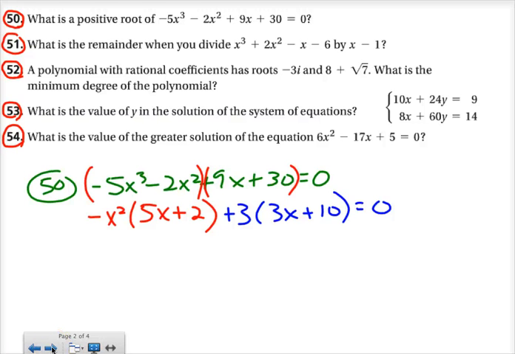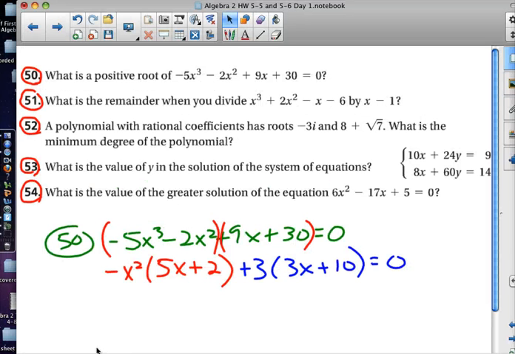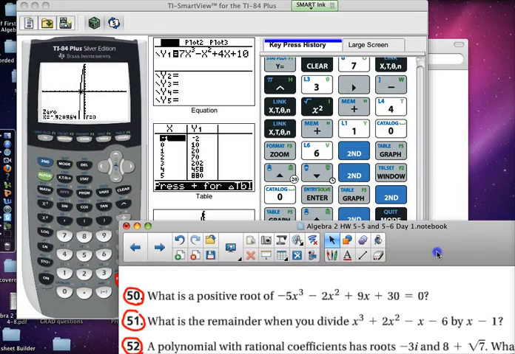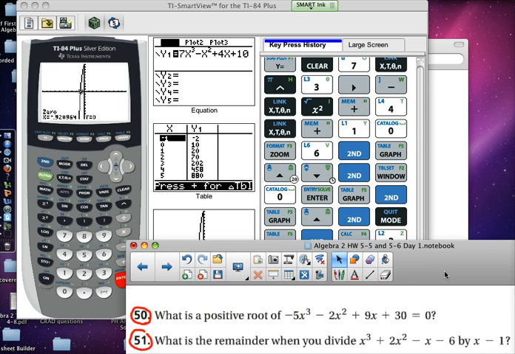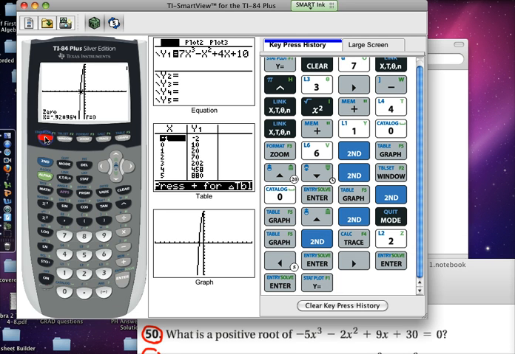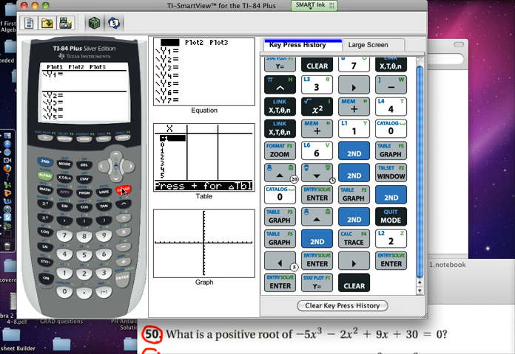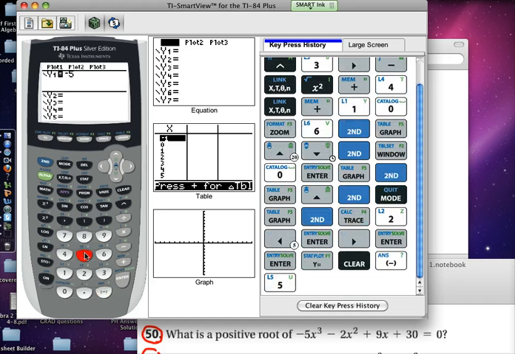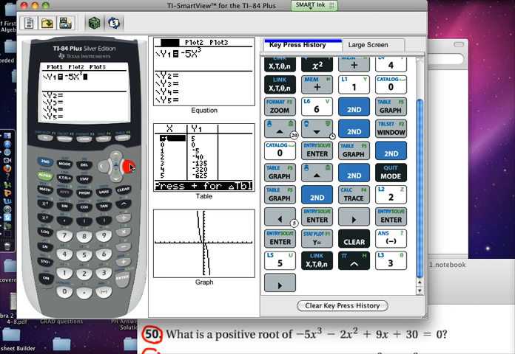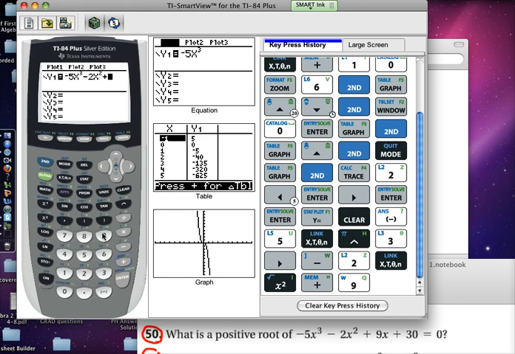And that means we have to use our calculator and check and see if we can find any rational zeros. So I'm going to move this down out of the way and punch this in and see if we can find any. So this one is going to be negative 5x to the third, and then minus 2x squared, plus 9x, plus 30.